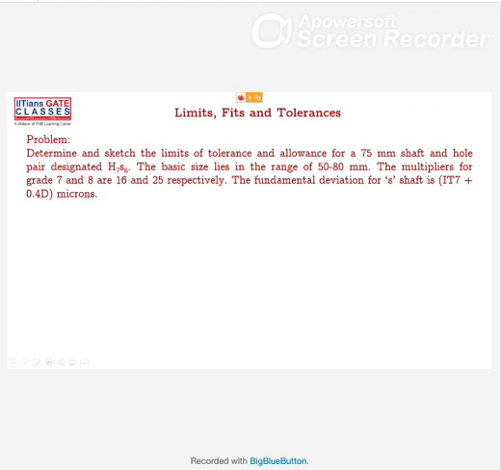As of now, I'm stopping the recording. We can discuss the angle measurements and linear measurements in the coming class.